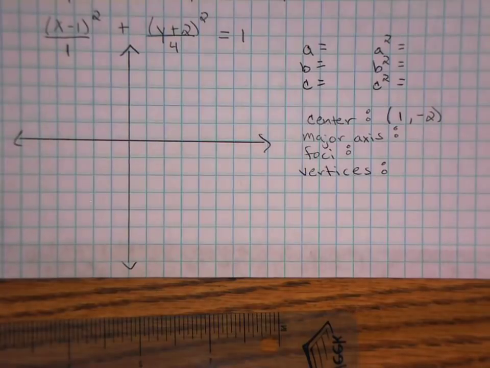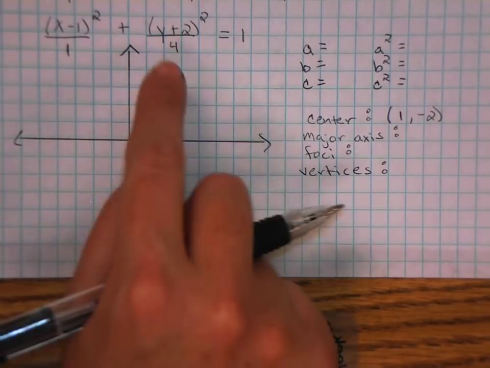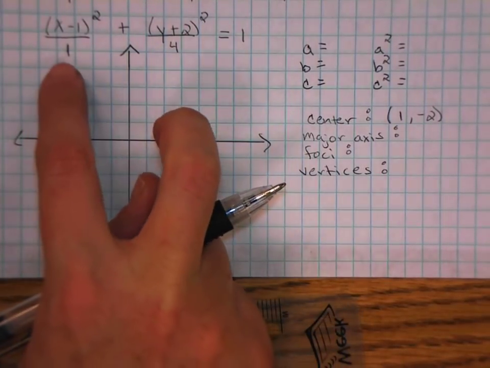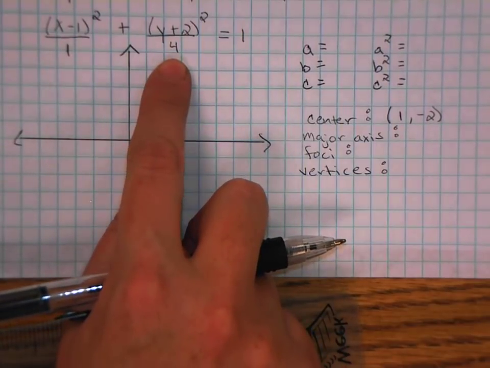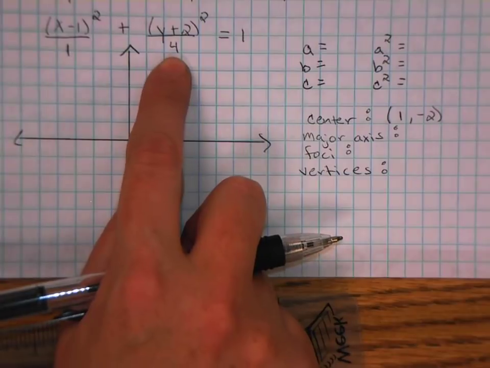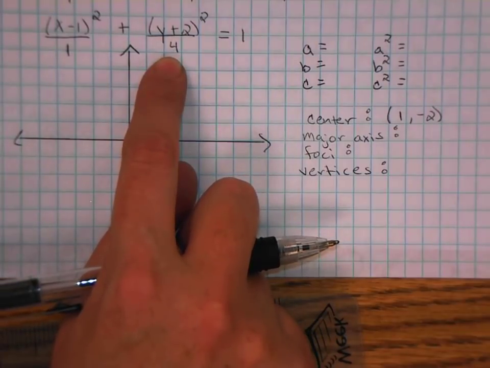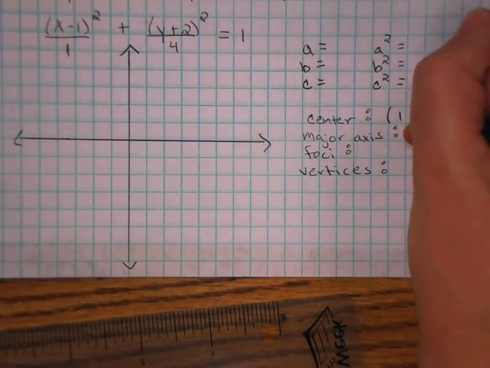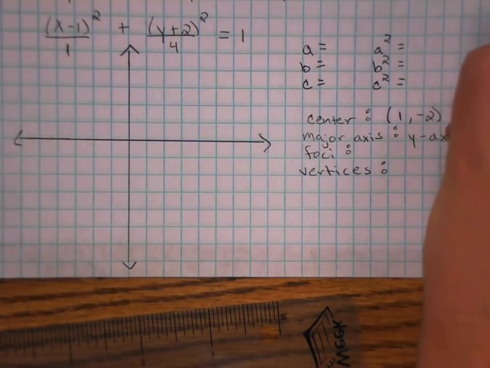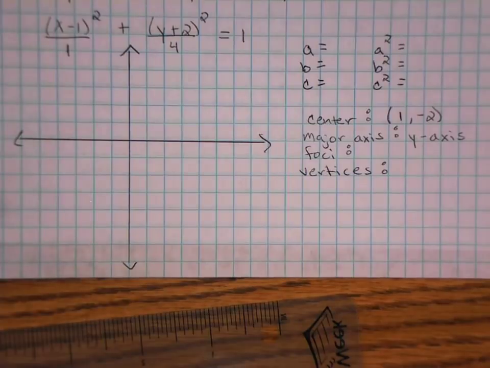Major axis you would get by looking for your larger number. I notice out of my denominators I have a 1 and a 4. 4 is larger, so that must be my a squared. And where my a squared is helps me know what axis this is parallel to. So if my a squared is underneath the y, I know my major axis for this is actually the y axis, and that would be the axis that it's parallel to.